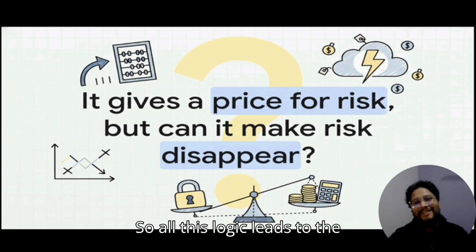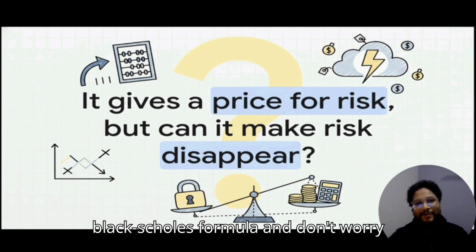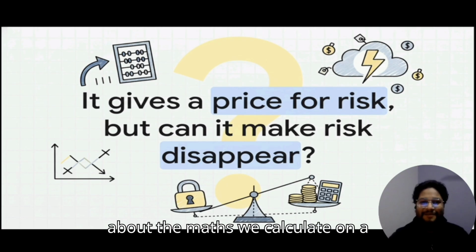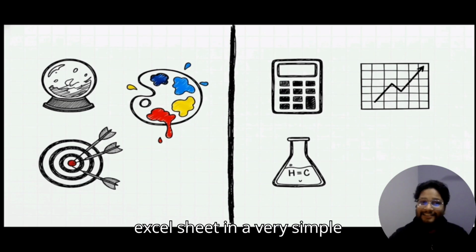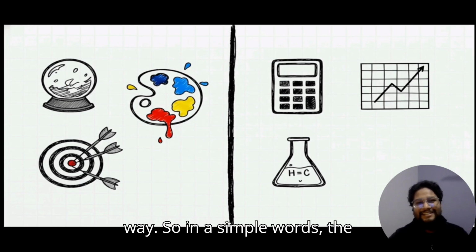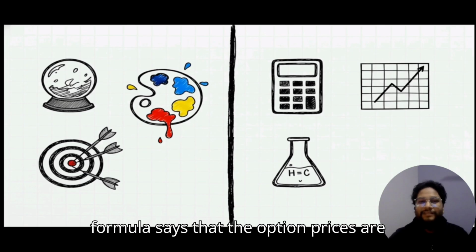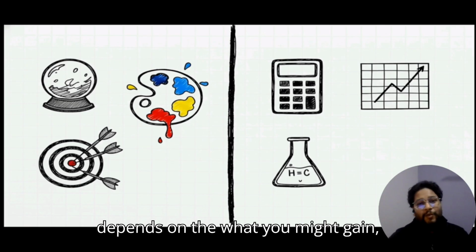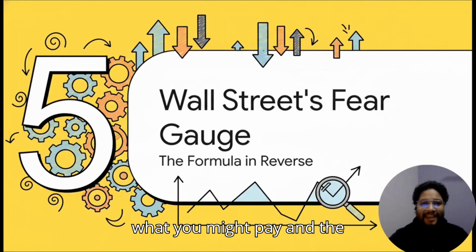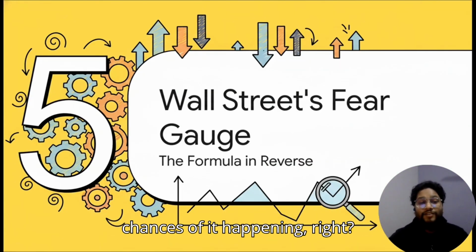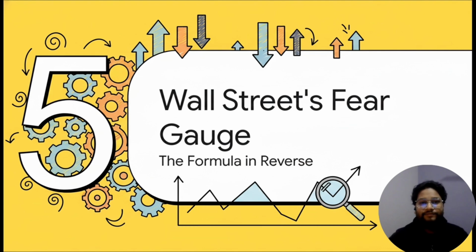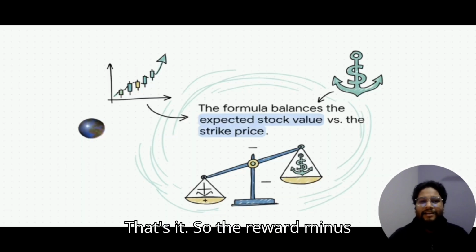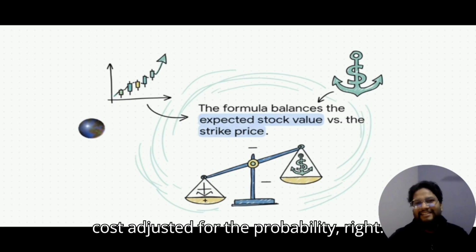All this logic leads to the famous Black-Scholes formula. And don't worry about the maths. We will calculate in our Excel sheet in a very simple way. In simple words, the formula says the option price depends on what you might gain, what you might pay, and the chances of it happening, right? That's it. The reward minus the cost, adjusted for the probability, right?